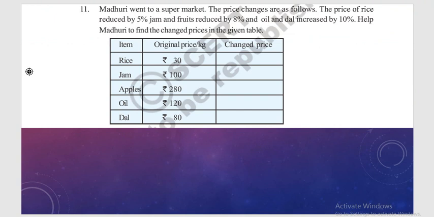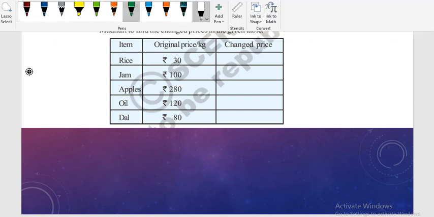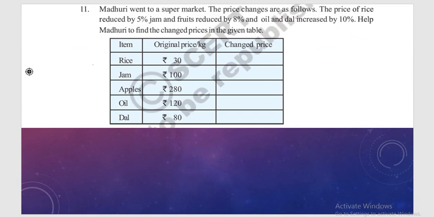So first one, if you observe clearly here, on rice it is reduced by 5%, so it is minus 5%. Next, on jam and fruits, reduced by 8%, so minus 8%. And on oil and dal it is increased by 10%, so plus 10%. So we need to find all these things, right?